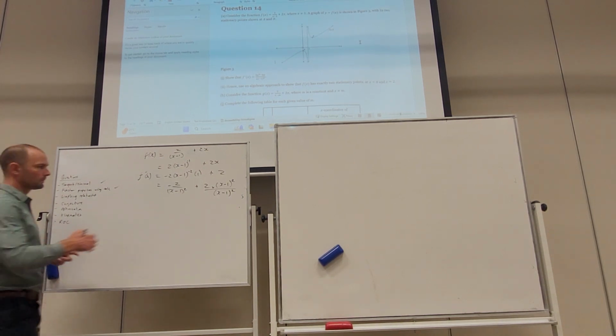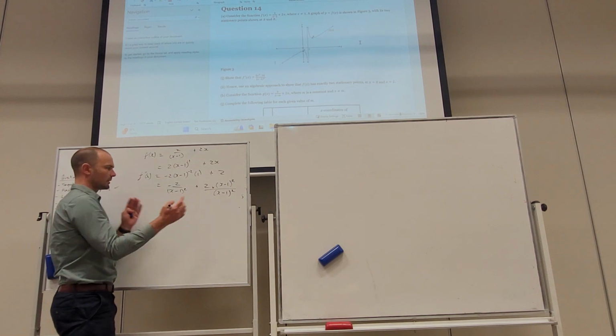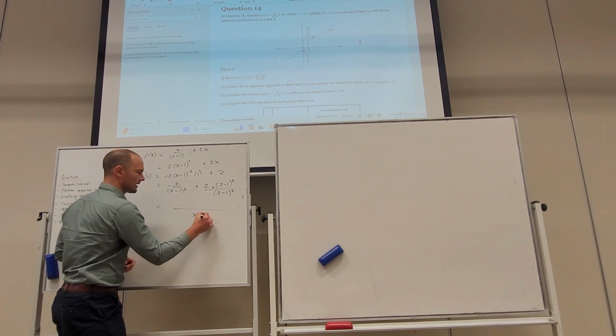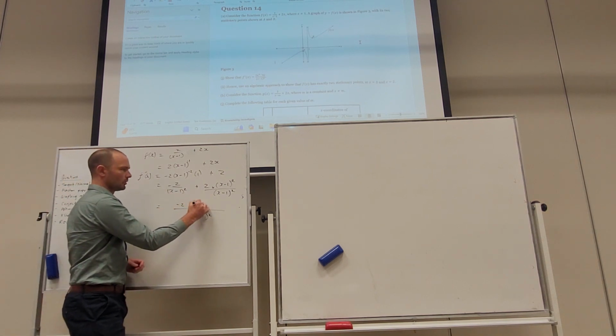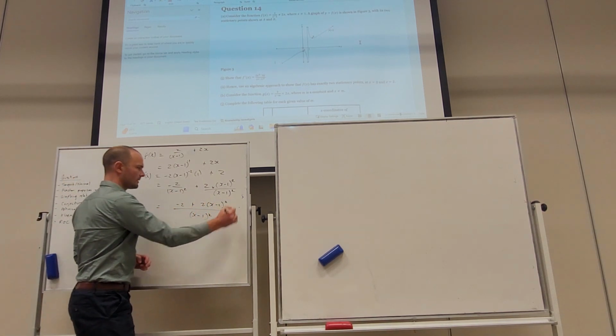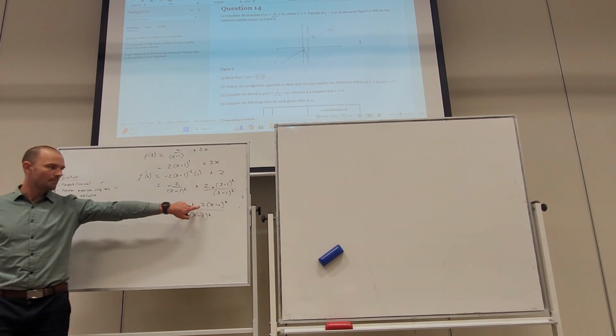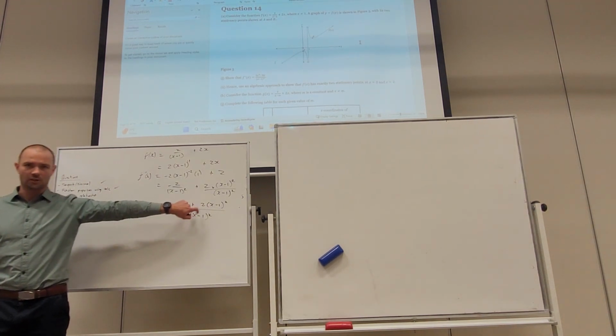So then what we've got, they're the same denominator, so we can bring them together over the top of (x - 1) squared. All right, we can add them together. We have -2 plus 2 lots of (x - 1) squared. And now it's just going to be a matter of expanding that and collecting like terms.